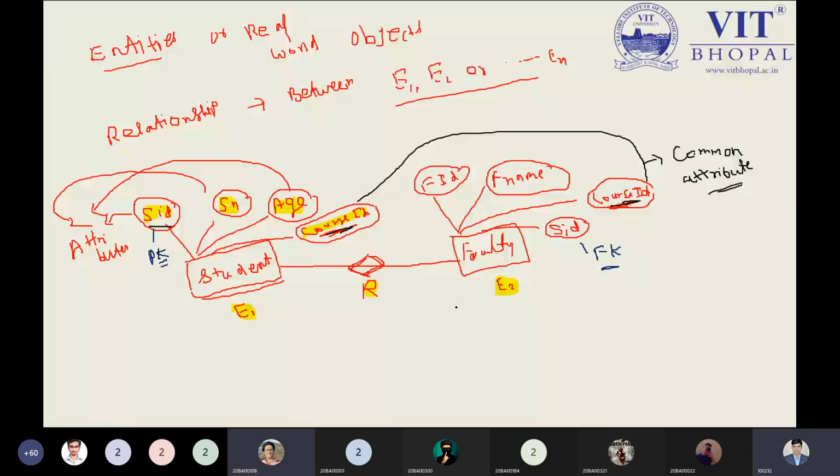Okay. So there should be a common attribute. But if we are using a foreign key to link these two tables, and even if both tables have a common attribute, we haven't used a foreign key to link them, then how are we going to establish a relationship between them if there is no link in between?